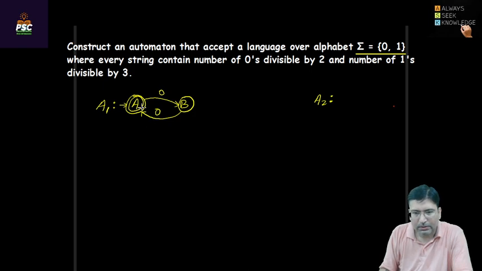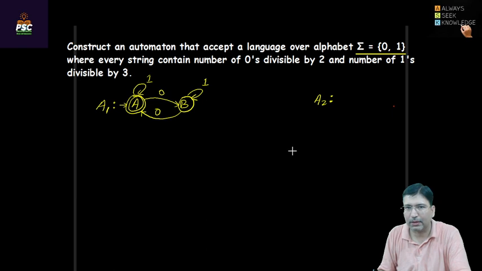But what about the number of ones in this automata A1? There is no restriction on the number of ones, so I can apply the loop of ones anywhere. Both states may have a loop of 1.